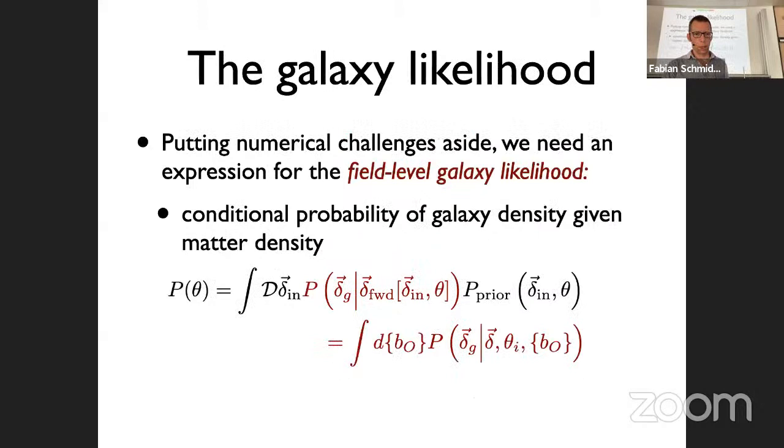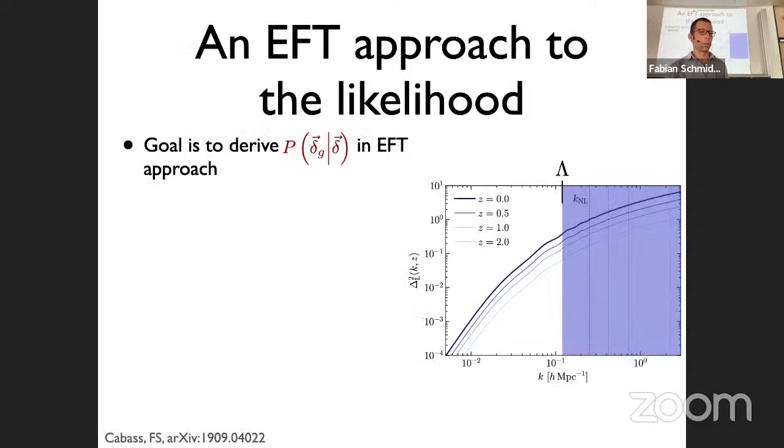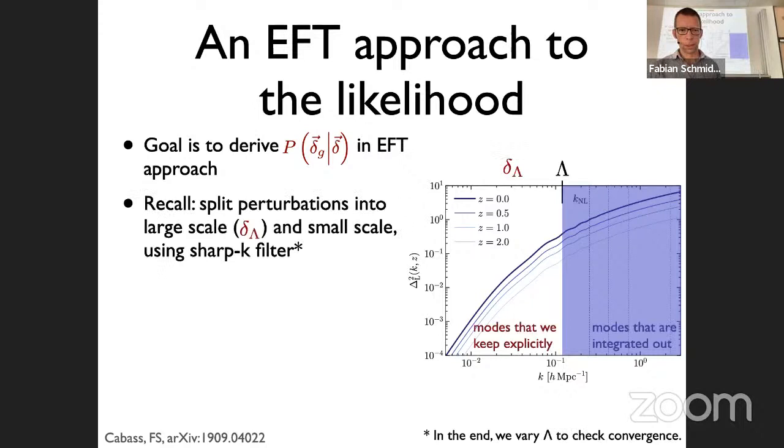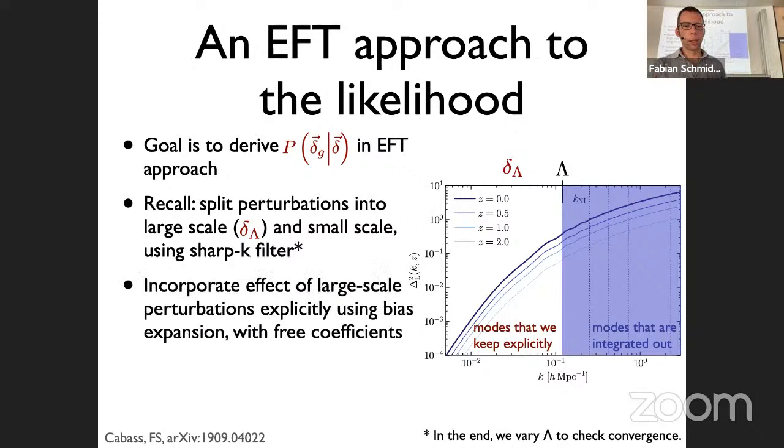Right. So the main physics ingredient that we need for this is this galaxy likelihood, right? Putting all the technical difficulties of doing this at all aside, we definitely need this likelihood. We need to evaluate what's the probability of this observed galaxy density field given the forward evolved matter density field. And as I said, I am quite convinced that this EFT approach is worth pursuing, this idea of rigorously absorbing all the effects of galaxy clustering into a set of coefficients and just saying, I only attempt to do things up to a scale lambda. So this is just a repeat of what I showed earlier. We have this sharp k cut in the initial conditions. We apply a sharp k filter. And then the bias expansion, we basically just apply at the field level, right?